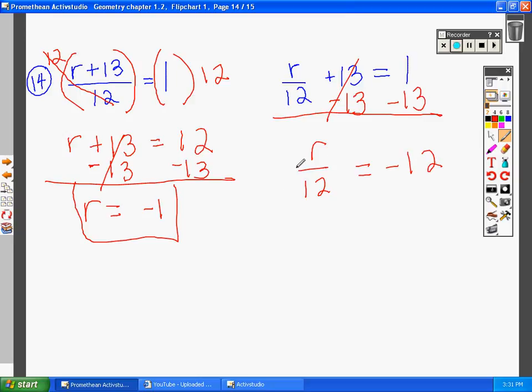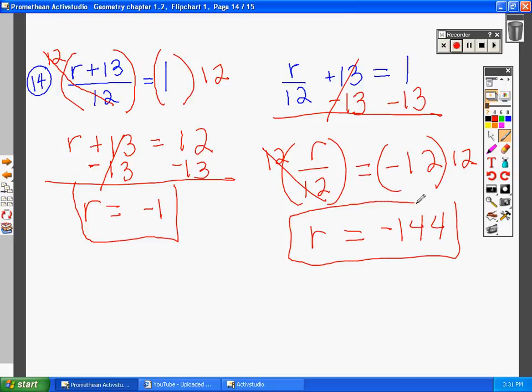Then the last step is going to be, well, what's the inverse operation of divided by 12? Well, we're going to multiply by 12. And then you're going to bring down your r, and you're going to do negative 12 times 12, which is negative 144.